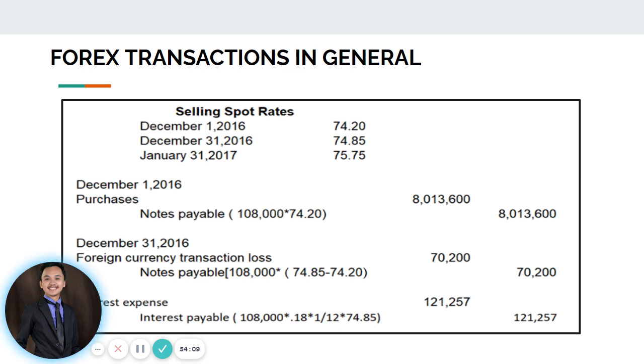Okay? And for you to recognize as well your interest expense. Okay? So, interest expense, so we assume that there is 18%. So, you have 108,000 times 18% times 1 over 12 because that's only good for 1 year. Okay? And then multiply it with the spot rate on that date, which is 74.85. So ang interest expense mo in that case will be 121,257. Okay? Ito lang ang difference kanina sa importing. Kasi sa importing, we don't recognize interest expense. But dito, when we issued notes payable, aside from the notes payable itself, which is exposed to possible increase or decrease, same, we will recognize as well interest expense.